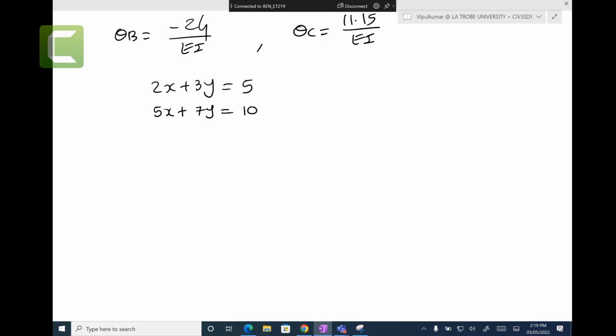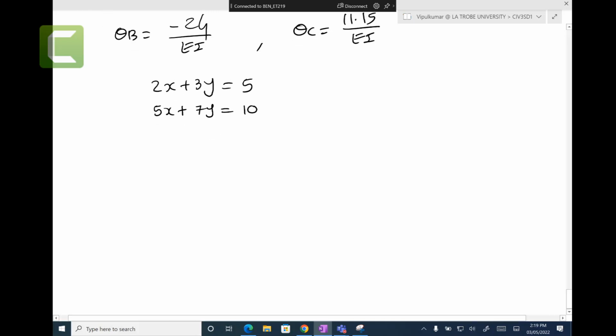If you have 2x plus 3y equal to 5, 5x plus 7y equal to 10, and the question is what is x and what is y? Meaning what value of x and what value of y you put here will give you the answer 5, and similarly what values give you 10. When you are at school, you might think, where are we going to use all this stuff? Here is the real application. Okay. All right. So finding the slopes in the beam.